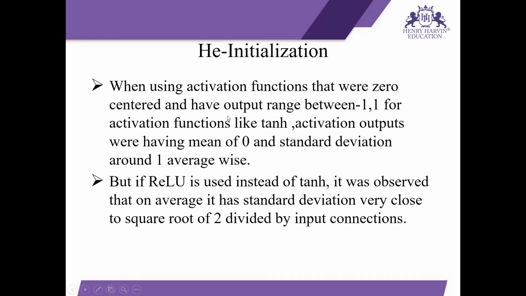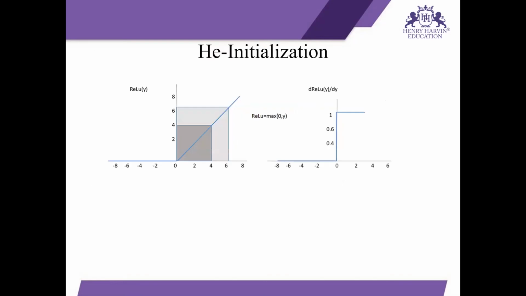Here you can see that when using activation functions that were zero centered, with an output range between -1 and 1 for activation functions like TANH, activation outputs were having a mean of 0 and standard deviation of 1 on average. So in case ReLU is used instead of TANH, it's observed that on average it has standard deviation of 2, very close to square root of 2 divided by input connections, right? So this is about He initialization, right? This is basically about ReLU, right? And if you differentiate ReLU, this is what we get, right?